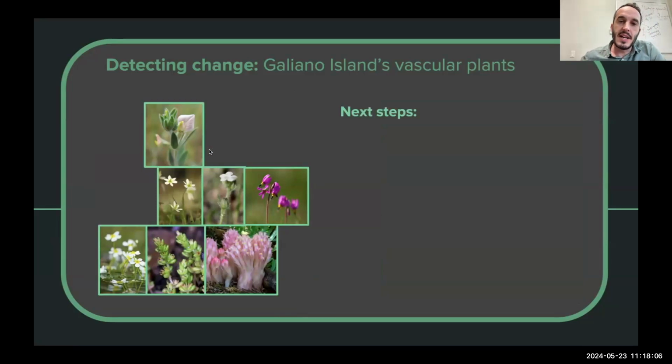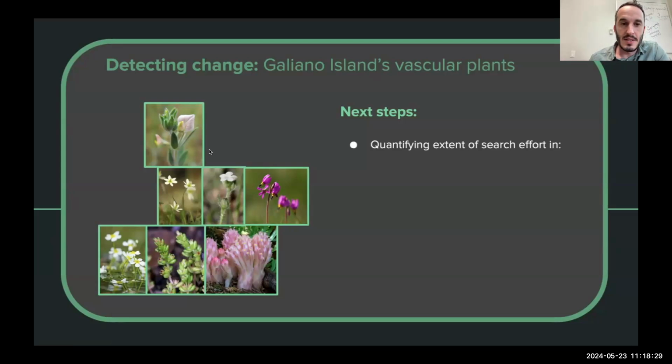So this case study is much more difficult than the case of Galiano Island's bumblebees because there are many more factors to consider in evaluating the likelihood of change. For example, unlike bumblebees, which I was able to show are ubiquitous in the environment, that is, everywhere I sampled, I found the same species, vascular plants tend to be much more restricted in their distribution.